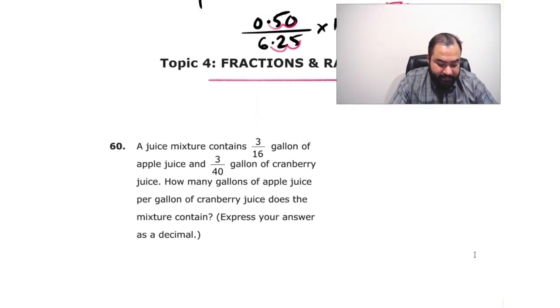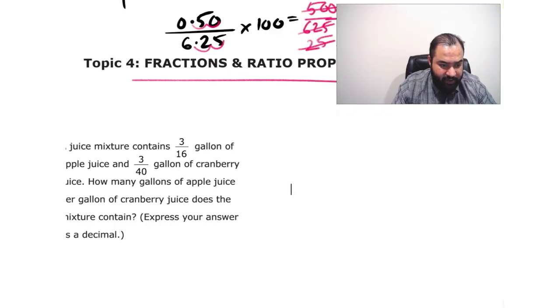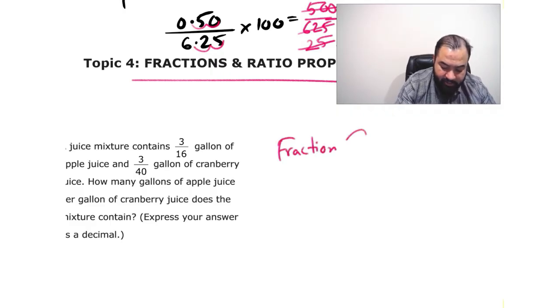So it says a juice mixture contains 3 over 16 gallons of apple juice. So the apple juice is 3/16. But before I go for this question, I want to show you how fraction simplification works. That will make the life easier.